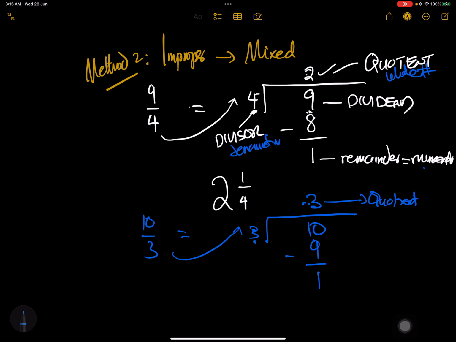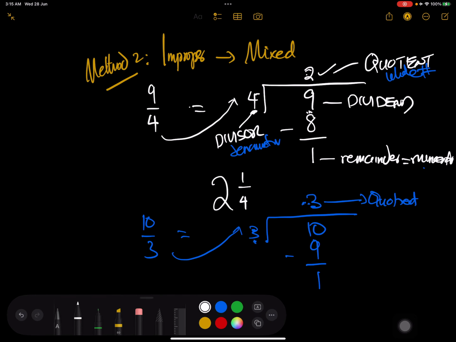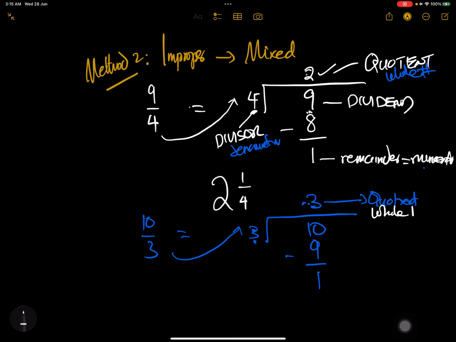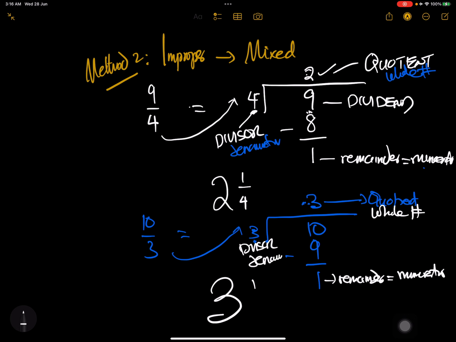So the quotient is our whole number. We are going to have 3 as the whole number, and the 1 is the remainder, which is the numerator. So that'll be 1, and then our divisor, which is the denominator, comes in, so we have 1 over 3, and there we have it. So we looked at method 1, and we've also looked at method 2 for how to convert an improper fraction to a mixed fraction.